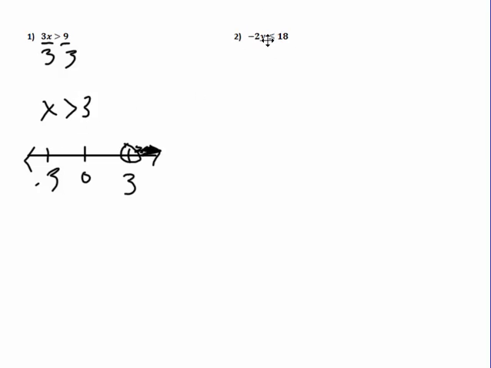Alright, so for problem number 2, negative 2y is less than or equal to 18. Well, I got to divide both sides here. Oh, whoa. Whoa.